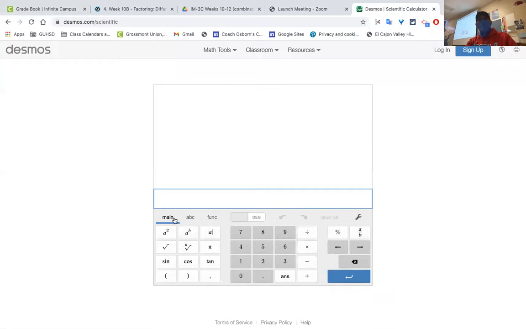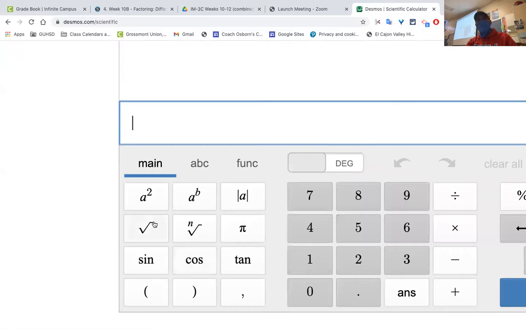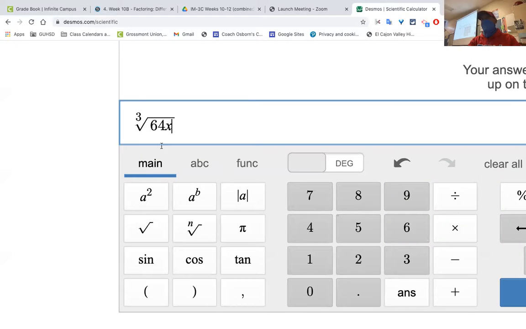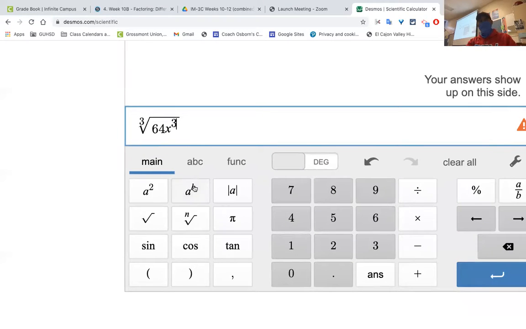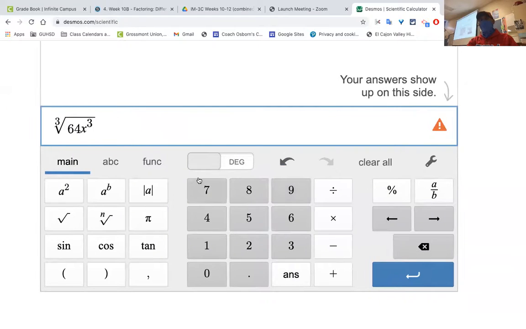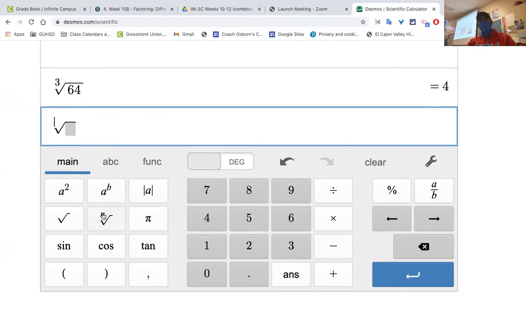So if I go to Desmos, right here you have square root, but then you have this other root function where you can do cube roots or fourth roots. So I hit the cube root, and now I can't do 64x cubed. It's going to give me an error, but I can find the cube root of 64, which is 4, because 4 times 4 times 4 is 64. And the cube root of 27 is 3.